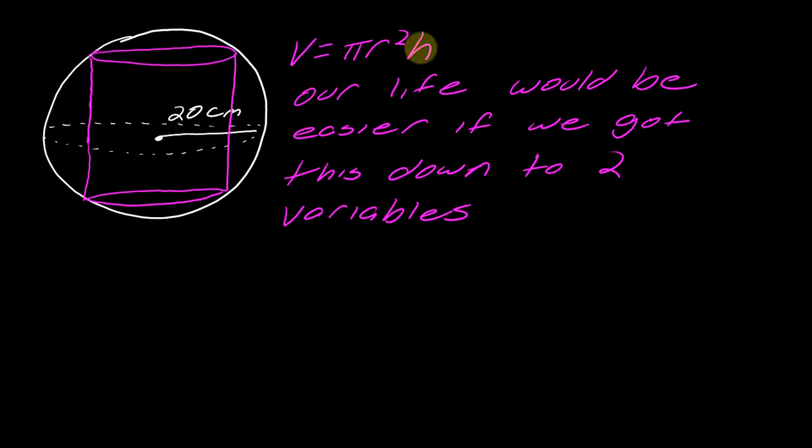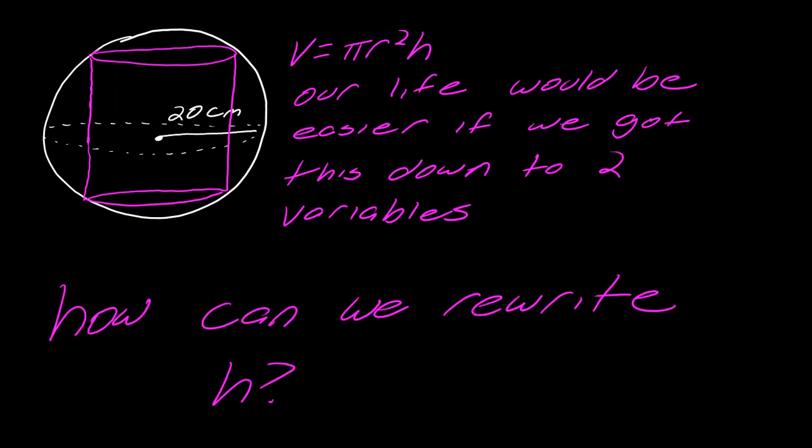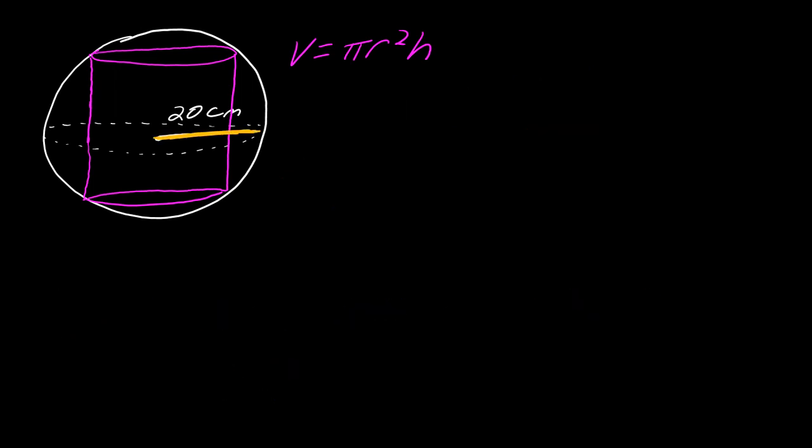I cannot optimize this equation as is because it has too many variables. So if I could figure out some clever way to get rid of a variable, then my life will get much easier. This is where the sphere is going to come into play, but I think it's a little bit tricky. So we're going to think about how we can rewrite h. Going back to this, like I said, this is 20 centimeters all the way around.